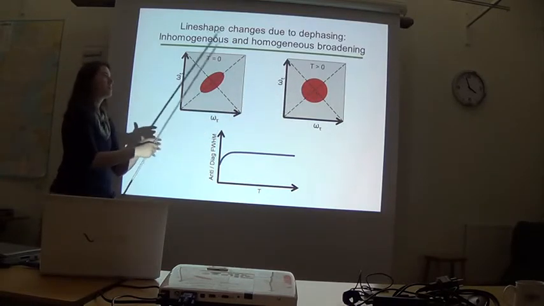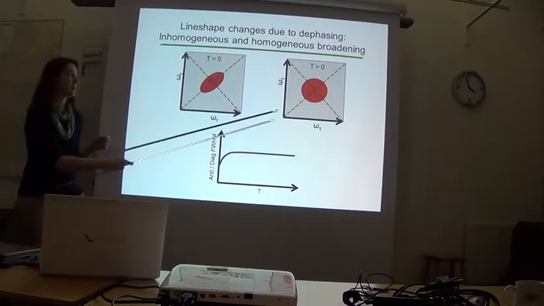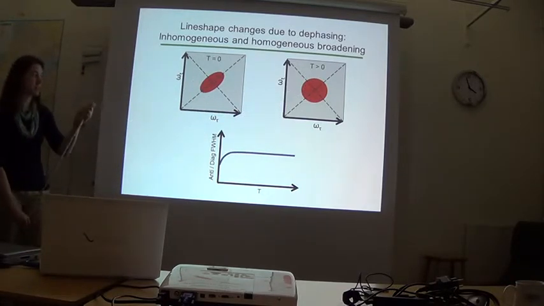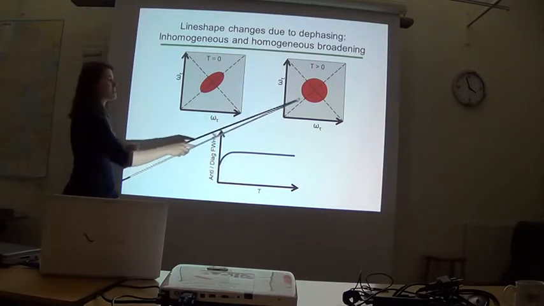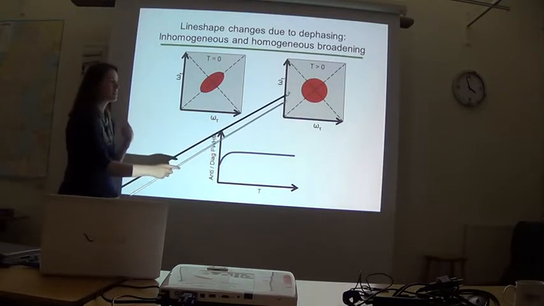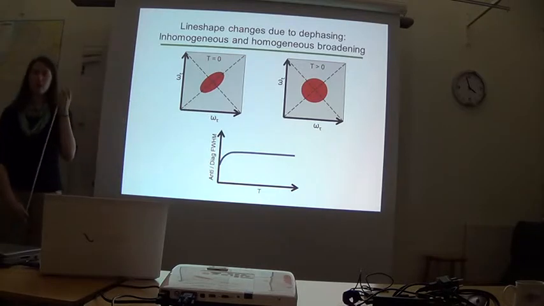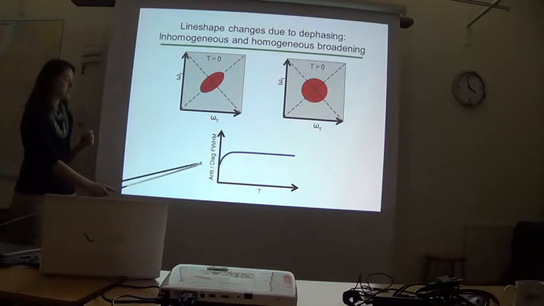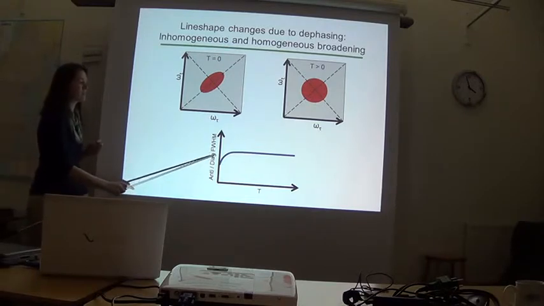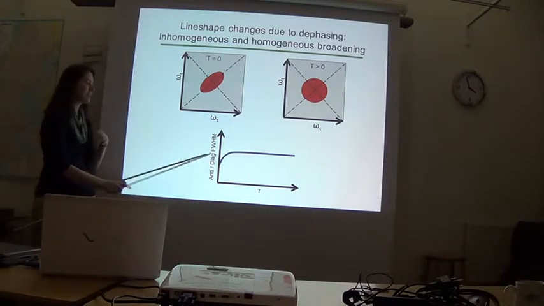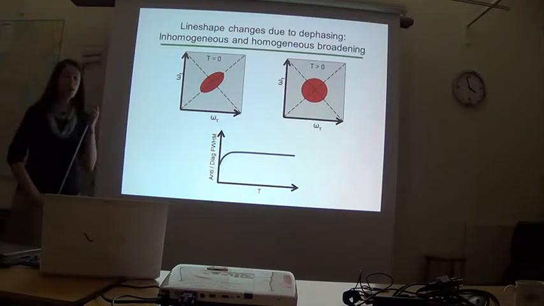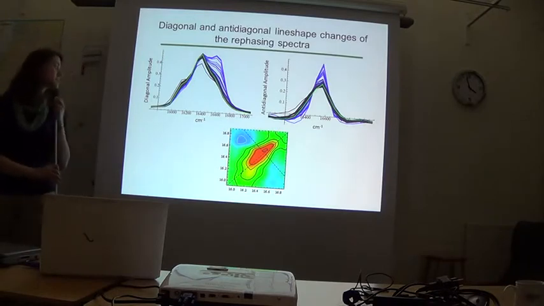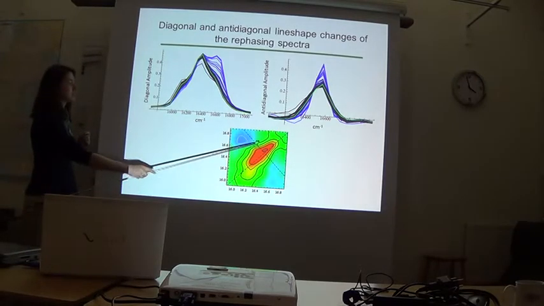to elongate along the anti-diagonal, and so we can get an estimate of the time at which this dephasing is occurring by taking slices along the diagonal and along the anti-diagonal, fitting those to a Gaussian, finding the full width at half max of this, and plotting the anti-diagonal over the diagonal to get this time constant. In this case, we did this using our rephasing spectra.